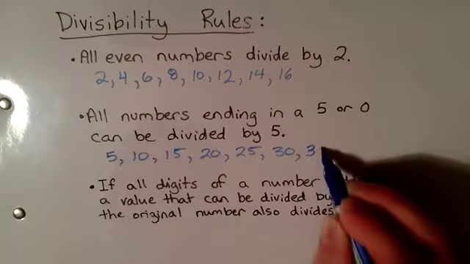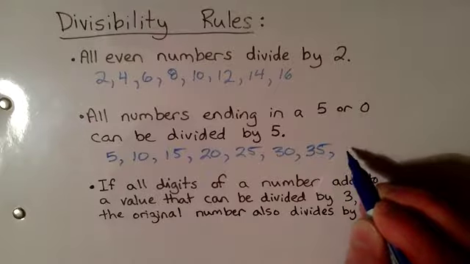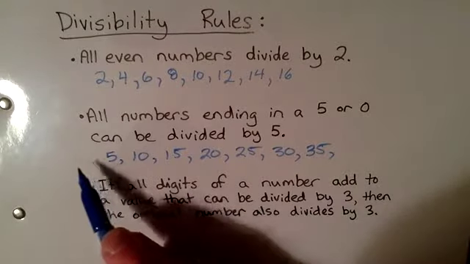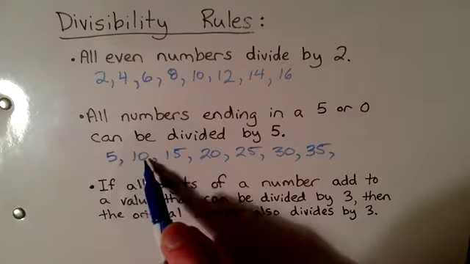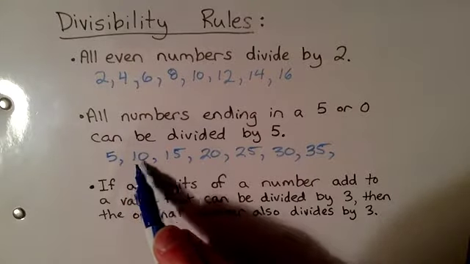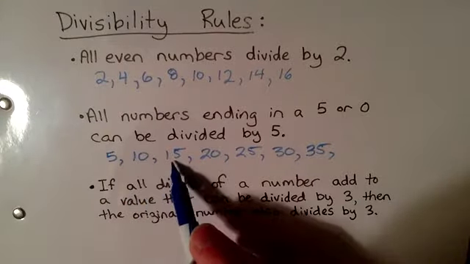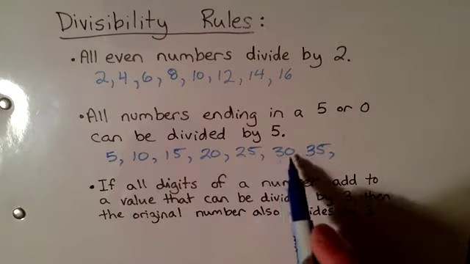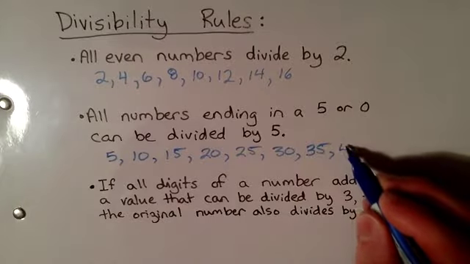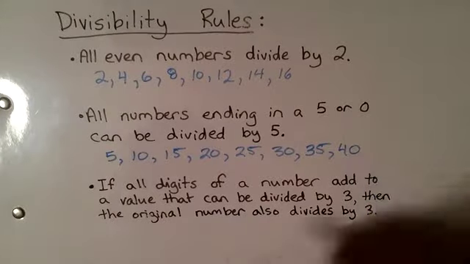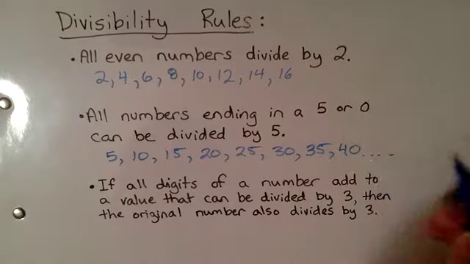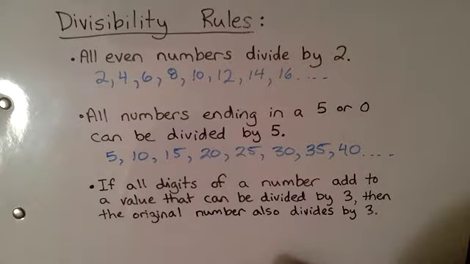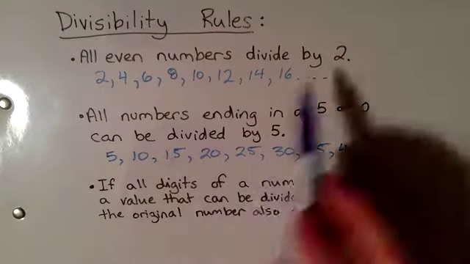Now, you'll notice that every time we go up, we hit a 5 or a 0 as our last digit. Whenever the last digit is 0 or 5, that number is always divisible by 5. And that can go on forever, just like the multiples of 2. So those two rules are fairly easy to show in this manner.